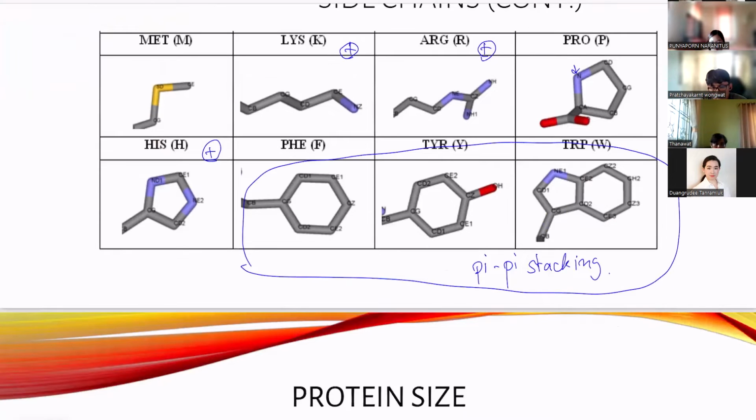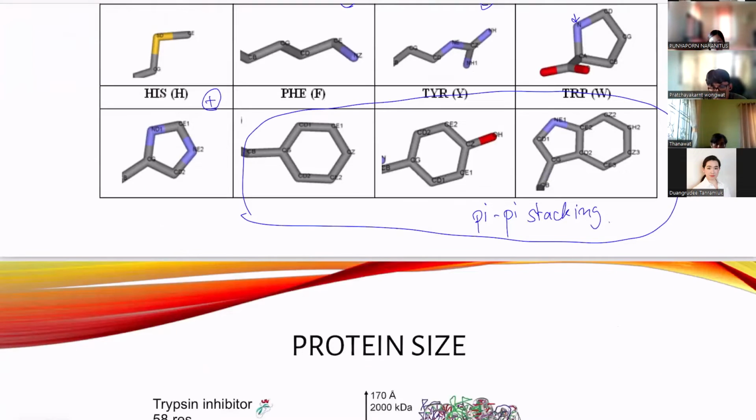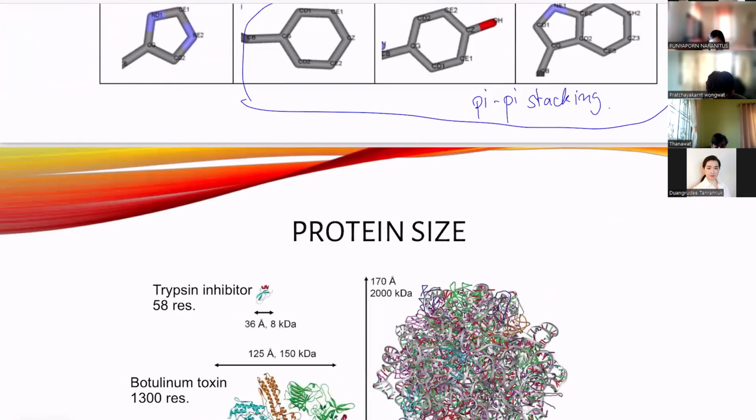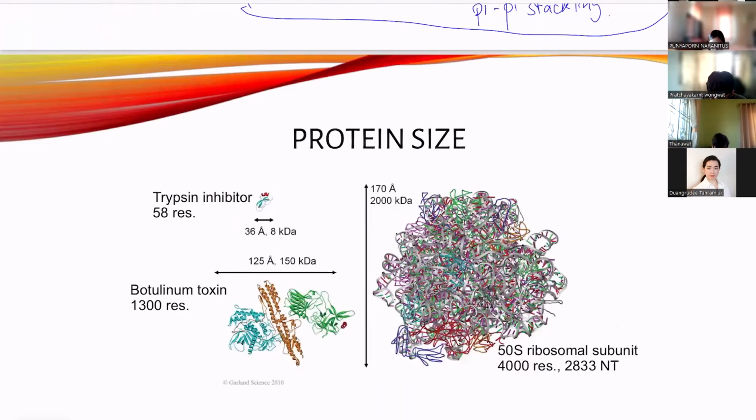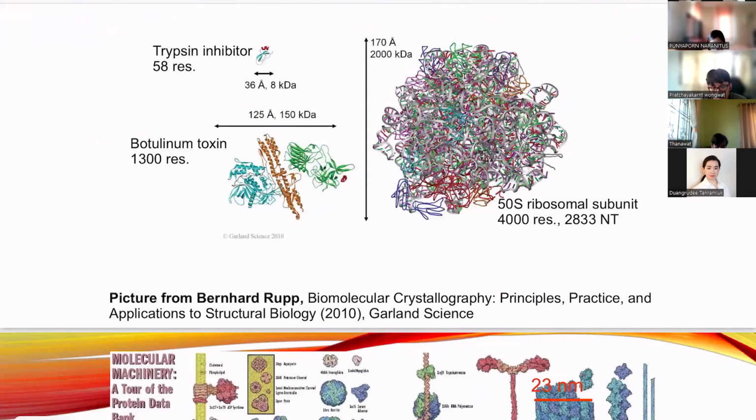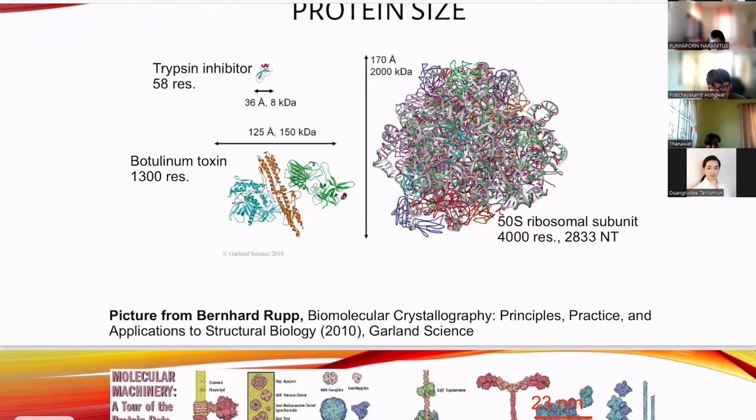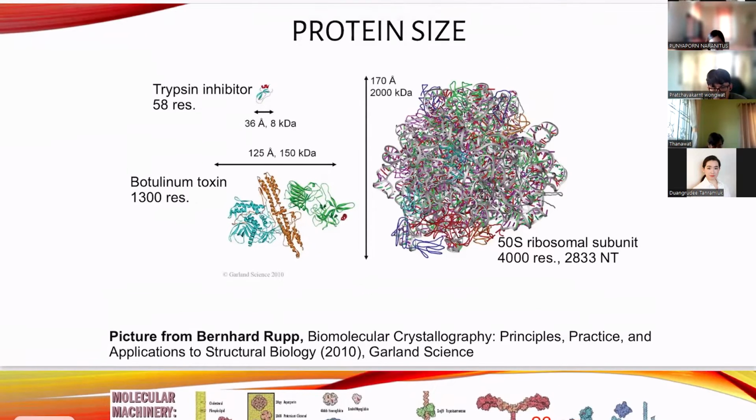So for the protein size, trypsin inhibitor may be as small as 58 residues, or 36 angstroms apart. This is botulinum toxin. This is Botox that we use to inject into our skin to make the face look nicer. So this is how it looks.